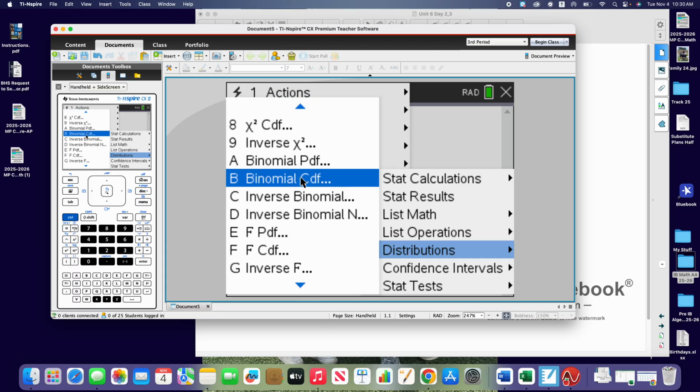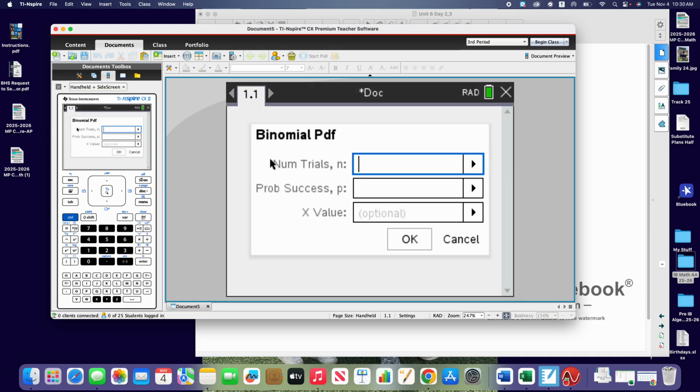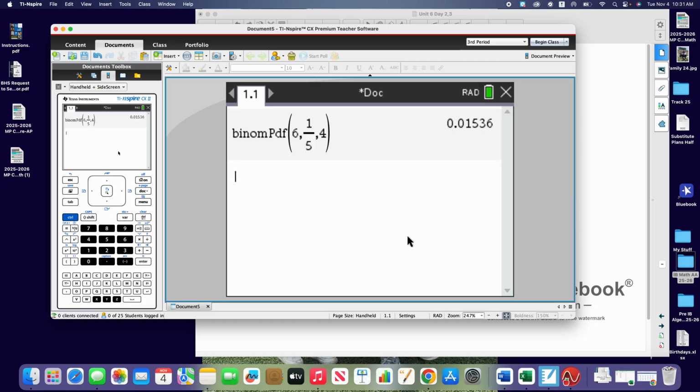All right? What's the difference between PDF and CDF? P is precise, which means exactly a certain amount. Okay? And CDF is cumulative, so there's multiple answers there. So in this case, I want the PDF. So I'm going to pick PDF. It asks me the number of trials. The number of trials is 6. The probability of success? 1/5. And the value that I'm looking for? Exactly 4 successes. All right? So I do that. It gives me my result. So my answer for question A here is 0.015.